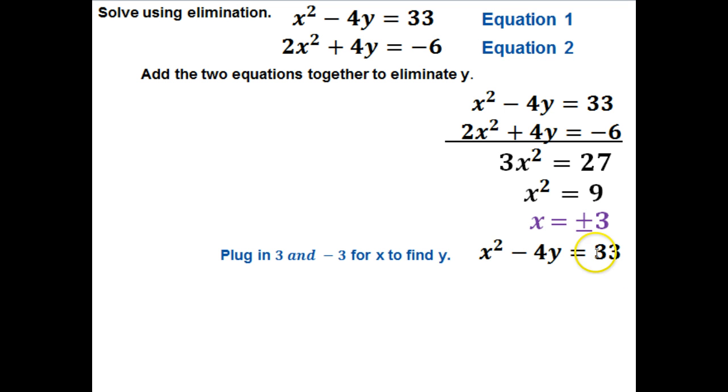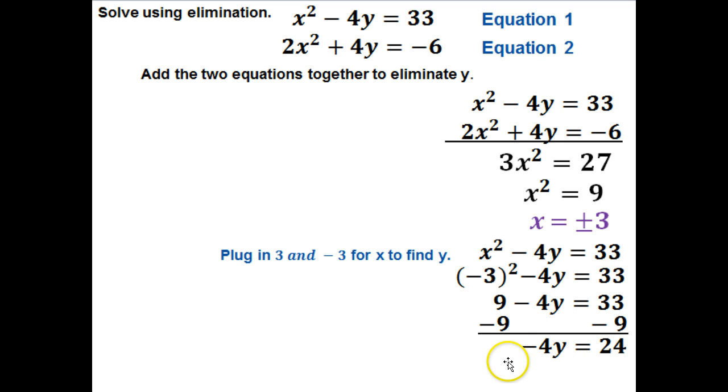Here is my first equation. I haven't changed it at all. But now I know my x value. It's going to be negative and positive 3. And I'm going to have to choose one, so I'm just going to choose negative 3 to work with first. Negative 3 squared minus 4y equals 33. Well, negative 3 squared is a positive 9. And I'm just going to solve this one for y. So that means I'm going to subtract 9 from both sides, find out that negative 4y equals 24. So y equals negative 6.